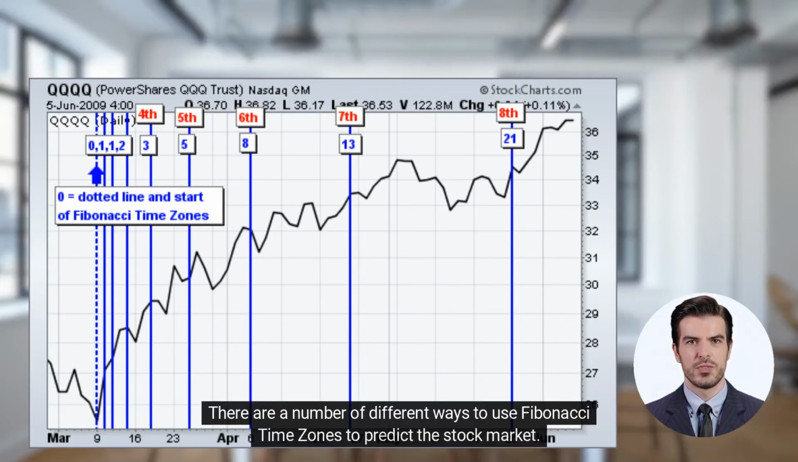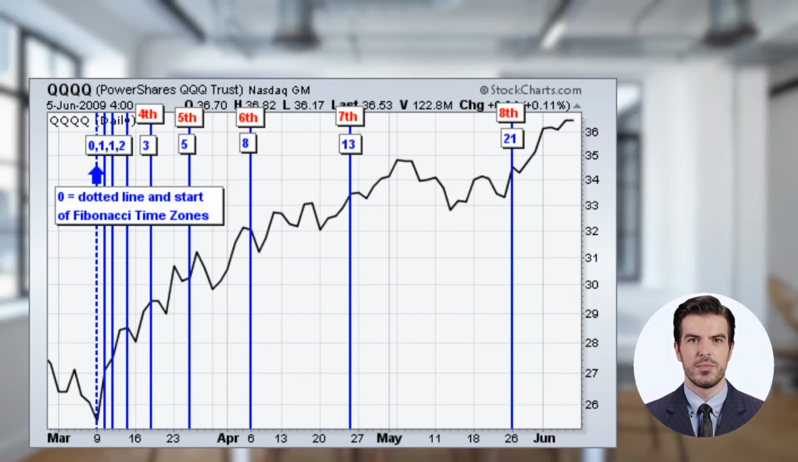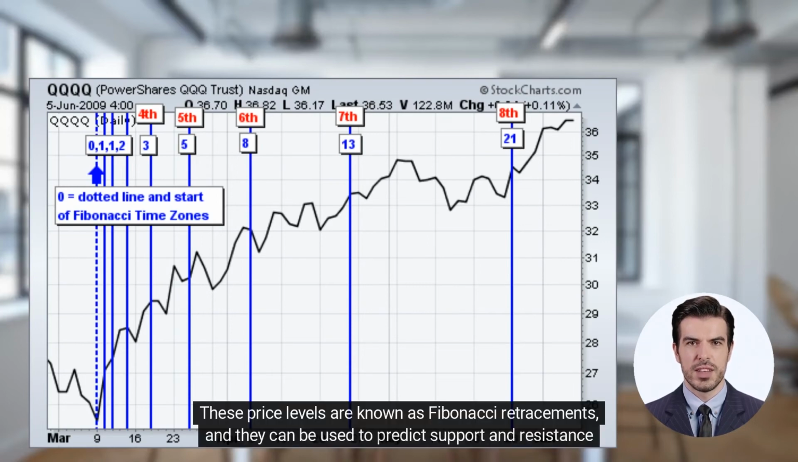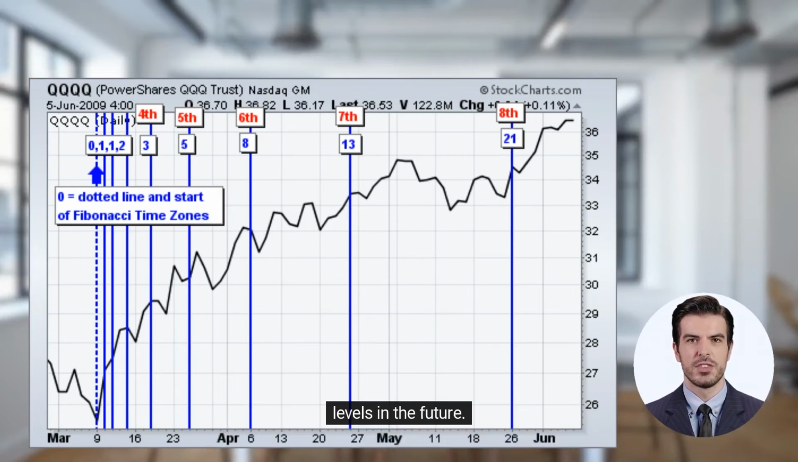There are a number of different ways to use Fibonacci time zones to predict the stock market. One common approach is to look for price levels where the market has reversed direction in the past. These price levels are known as Fibonacci retracements, and they can be used to predict support and resistance levels in the future.